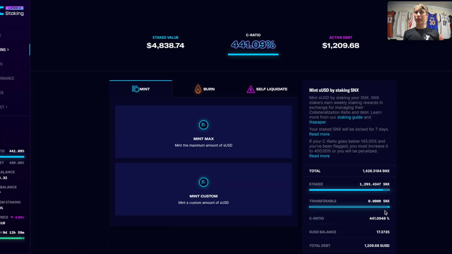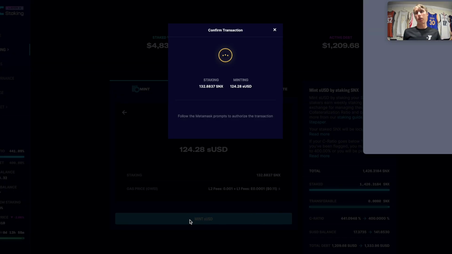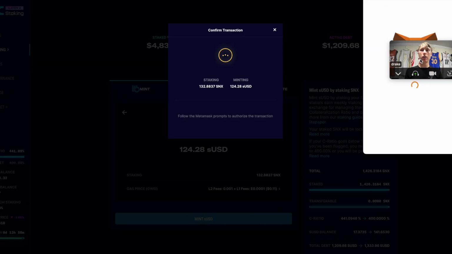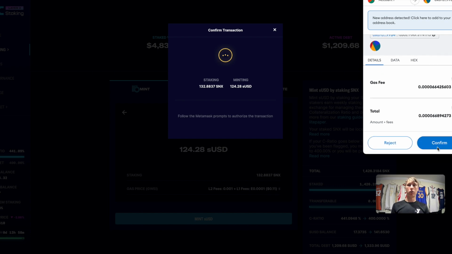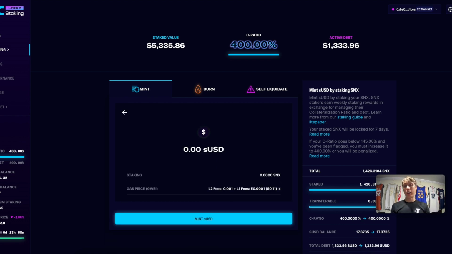Before we show you guys the different protocols you guys can use with your SUSD, let's go ahead and show you guys how to mint some. This is on the Synthetix platform. I'm on Optimism. I'm going to go ahead and hit mint max, just so I can get some SUSD in order to show you guys how to use it in this tutorial. Hit confirm, and within seconds, I will get the SUSD. This is on Optimism Network. So I got some SUSD now.